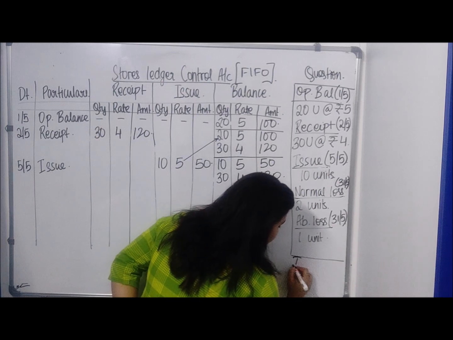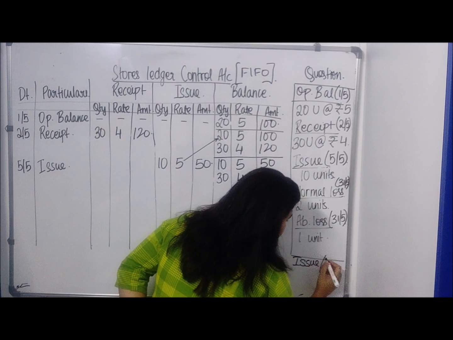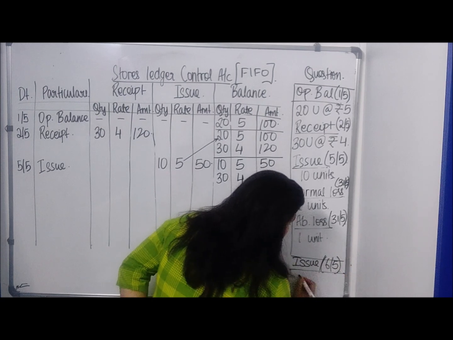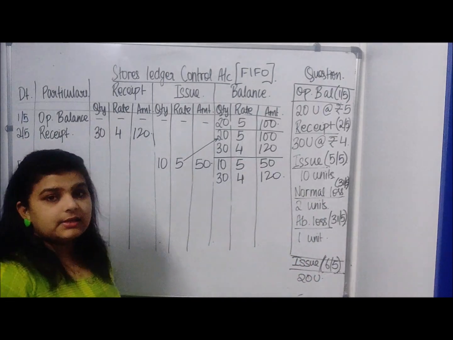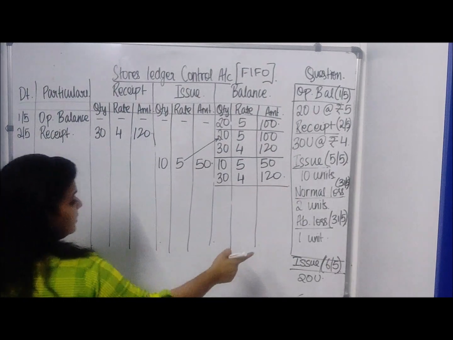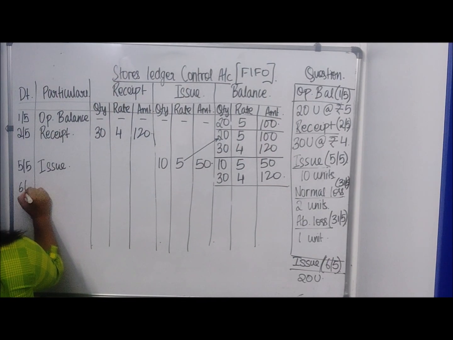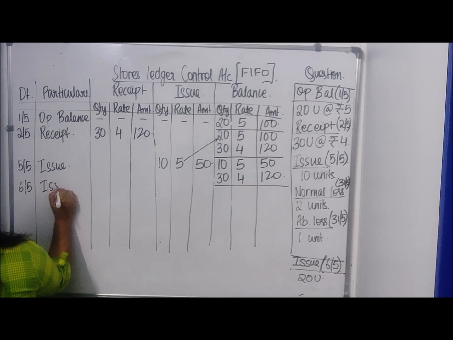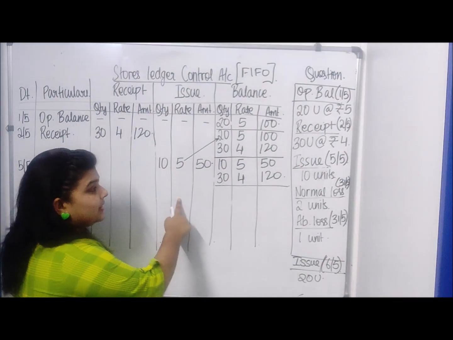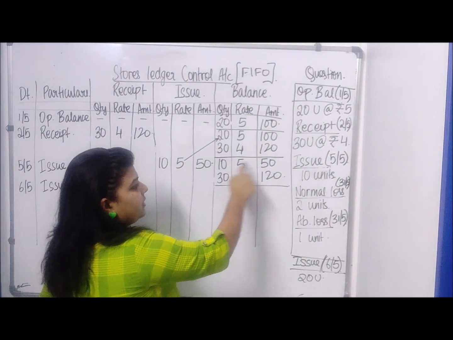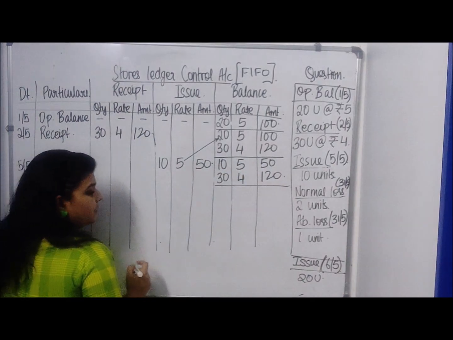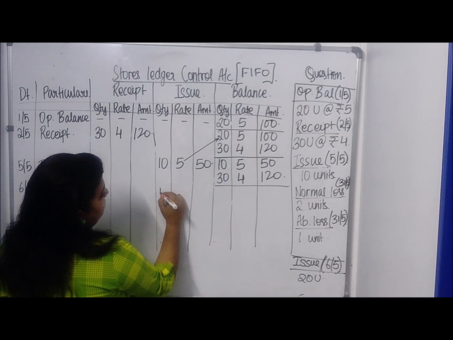Let us say there is one more issue on 6th of May, and that issue is of 20 units. I have added something to the question. Now, let us see how that issue occurs. On 6th May, there is another issue for 20 units. Now, according to FIFO, the first in stock should go first. How many units do I have in this stock? I just have 10 units. So let me first give these 10 units out.